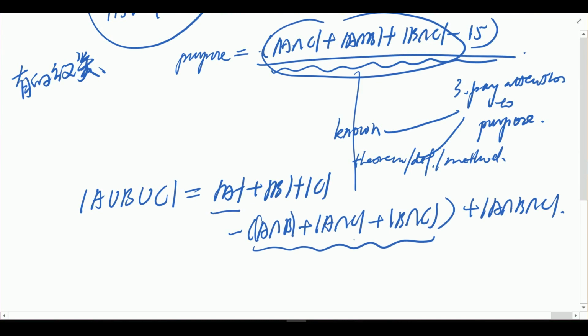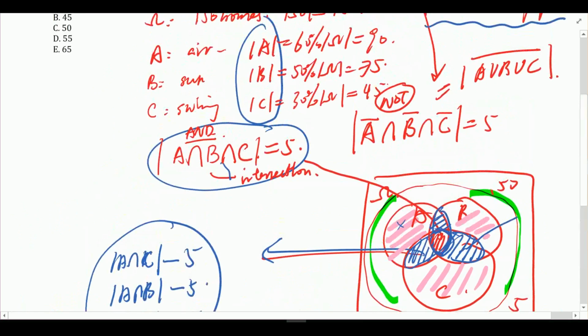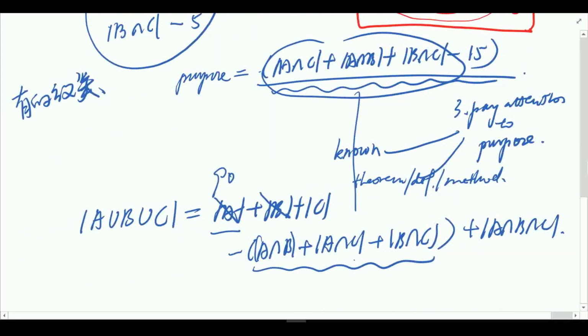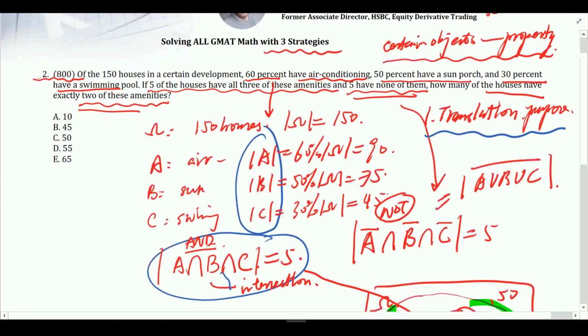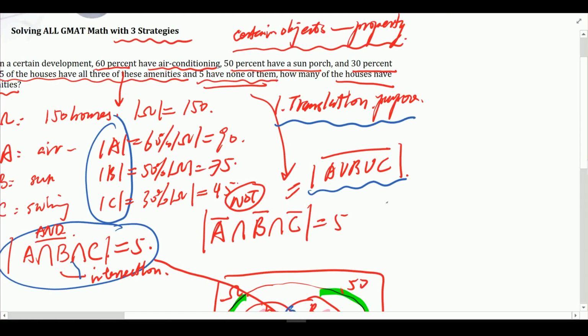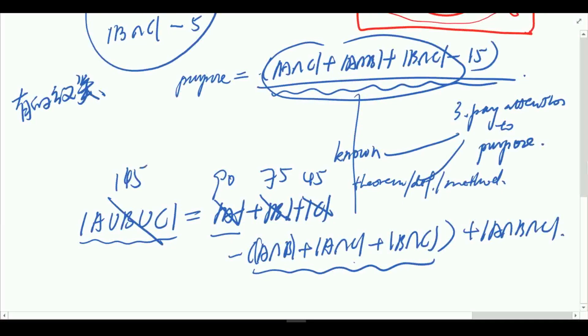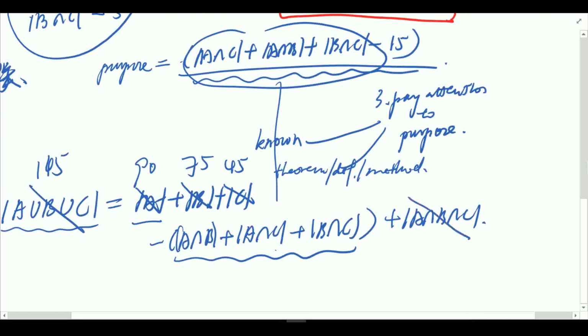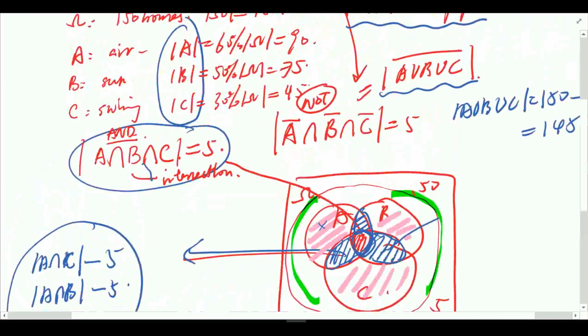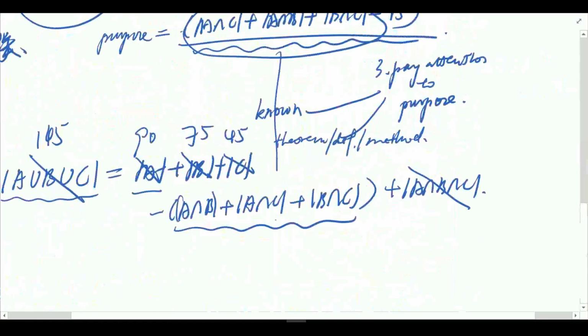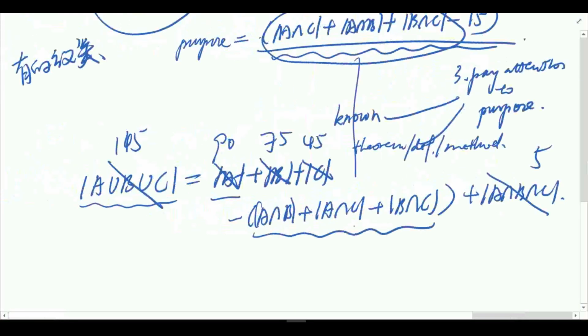Do we know A? Of course. We already did the translation: 90. Do we know B? Yes, 75. Do we know C? Yes, 45. Do we know A or B or C? We don't know it directly, but we know not A or B or C is equal to 5. Therefore, A or B or C is equal to 150 minus 5, which is 145. Do we know A and B and C? Yes, it is equal to 5.